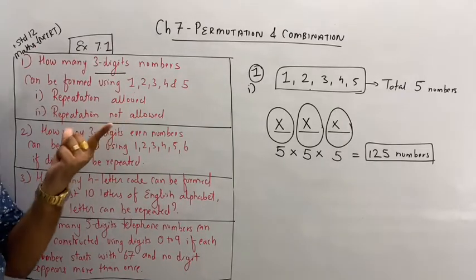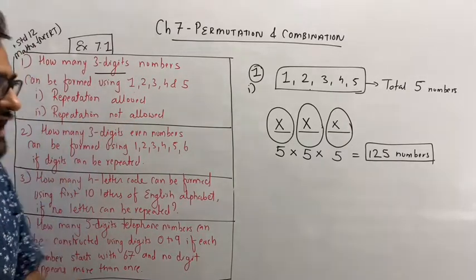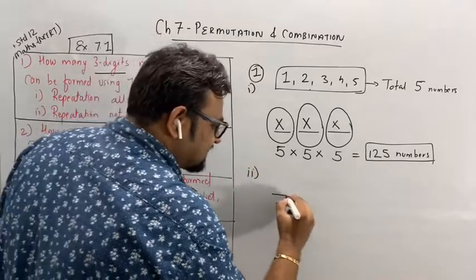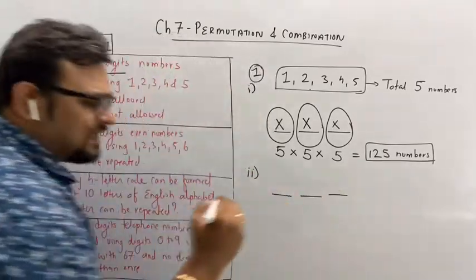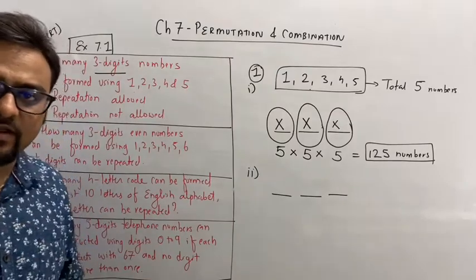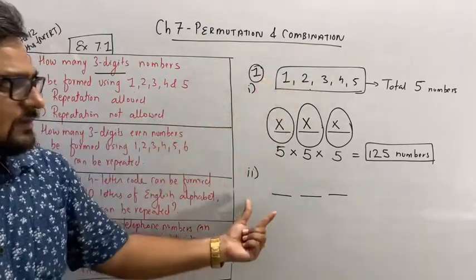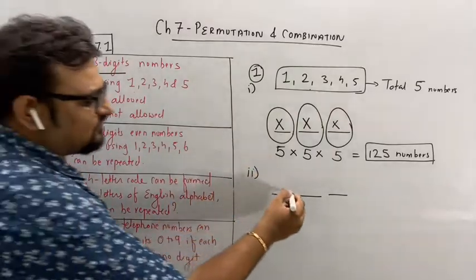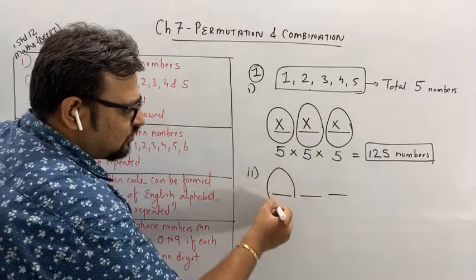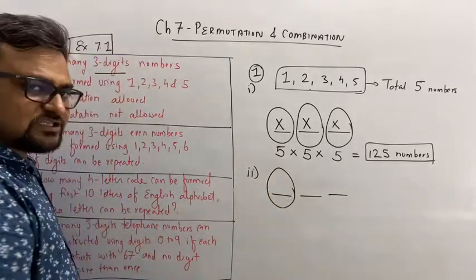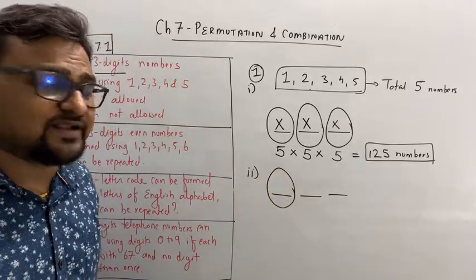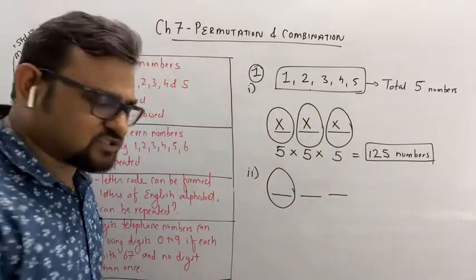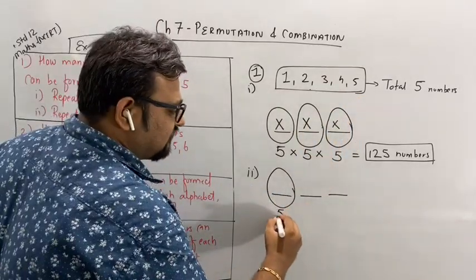Yeah. Now let's move to the second one. In second, repetition is not allowed. So for second, again, I have to fill three places because it is a three digit number and I don't have zero, so I can put any one from this at first place. So now let's take first option. When I'm putting any number at this place, how many possibilities I'm having? One, two, three, four, and five possibilities. So I'll write down five.